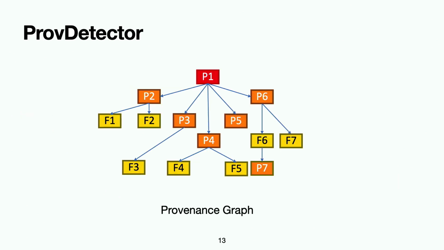Prov Detector is another provenance-based intrusion detection system that breaks down the provenance graph based on the paths that exist within it. Take, for example, the path P1, P3, F3. This is one substructure that would occur within the provenance graph.